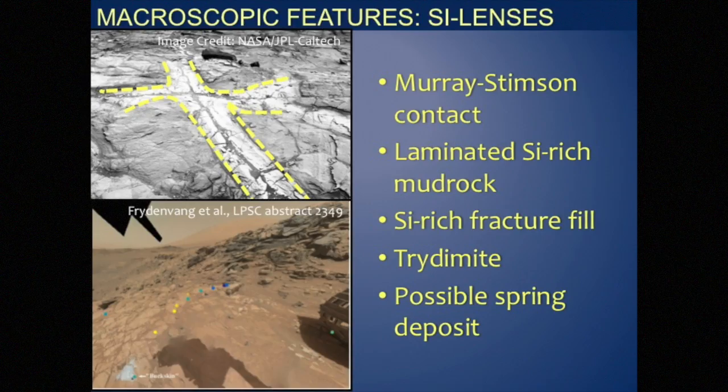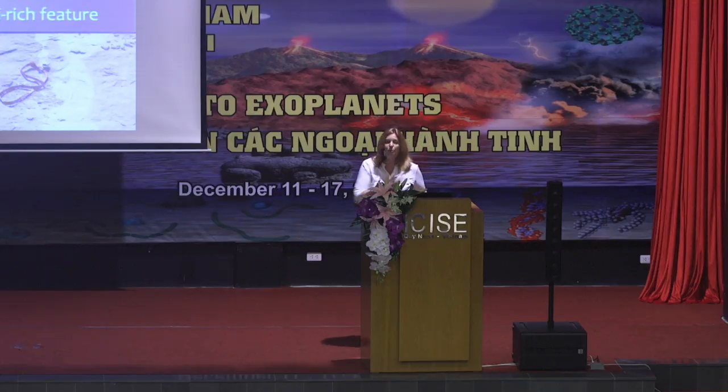Okay, so at Marias Pass, at the Murray-Stimson contact, we see these similar kinds of silica-rich lenses that have some lamination. They have high-temperature minerals in them. The overlying rock has some silica-rich fracture fill, or the selvages have this silica-rich signature as well. And I suspect that due to these similarities that is probably a spring deposit.